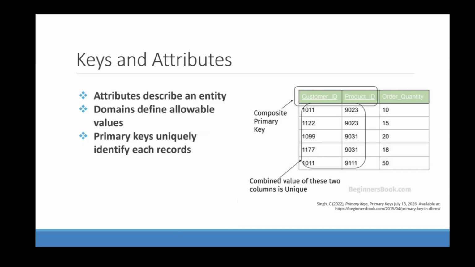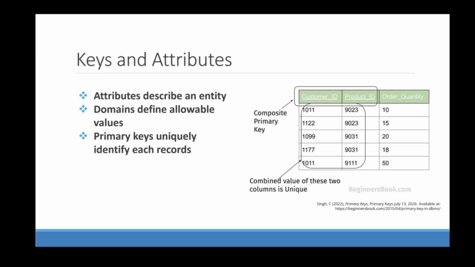Now that we understand what an entity is, the next step is describing the information that belongs to the entity. In an ER model, we use attributes to describe the characteristics or details of an entity. For example, a patient entity may have attributes such as patient ID, first name, last name, date of birth, or gender. These attributes represent the information we want to store about each patient.